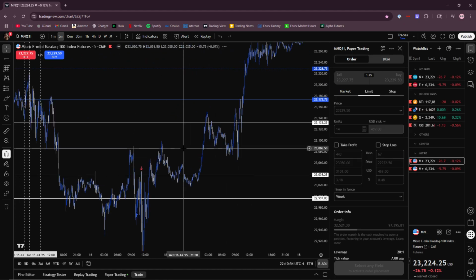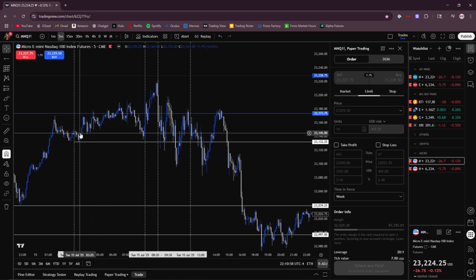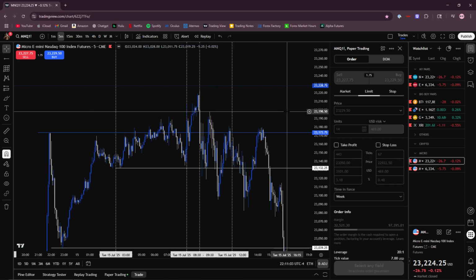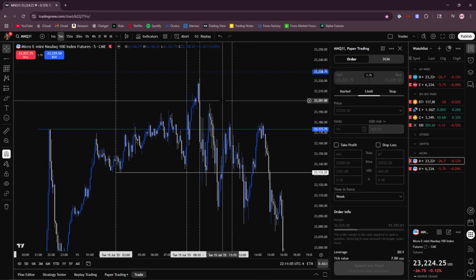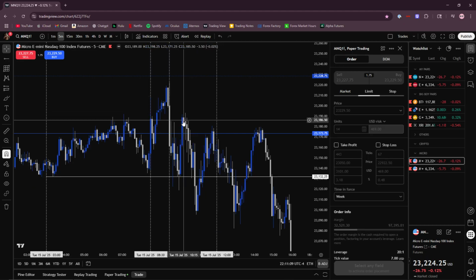So, yeah, this is basically what we were looking at. Price first manipulates up here, and ooh, right here, I think this would have been our ideal entry, if I'm being honest.